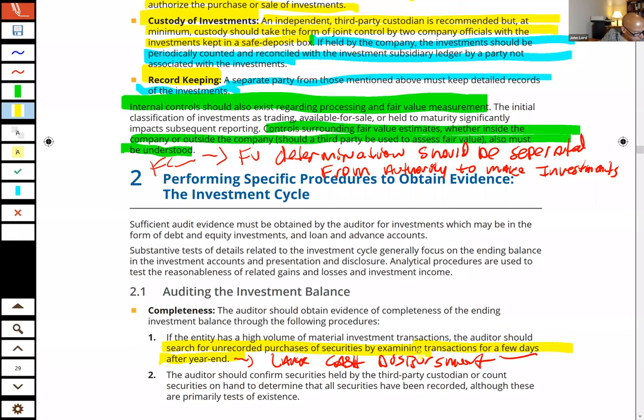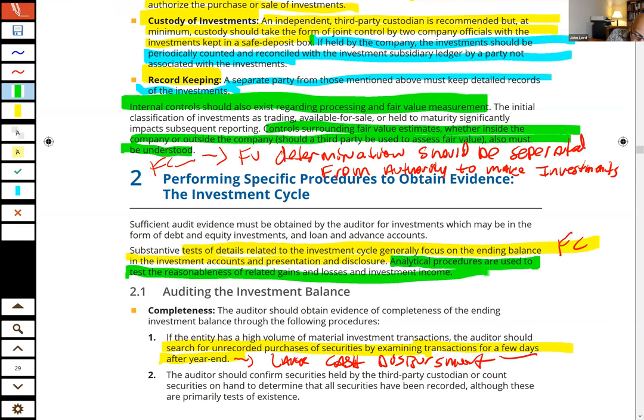I want to look at right here. Test of details related to the investment cycle, focus on year end balances, okay, and presentation and disclosure. So go ahead and flashcard that. In other words, we take an approach of ending balance because there shouldn't be a whole lot of transactions to look at. And then analytical procedures are used to test the reasonableness of related gains and investment income, and you can just go ahead and put recalculate.